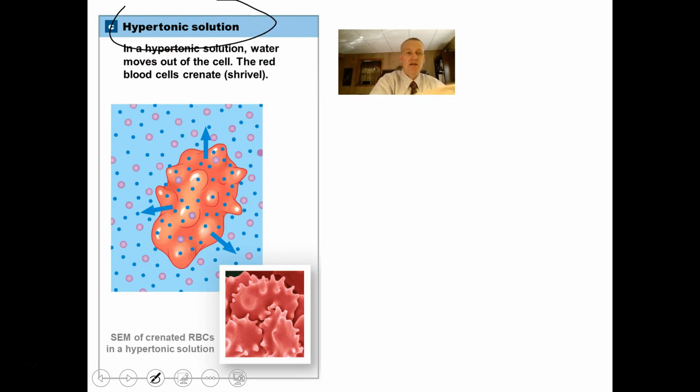In a hypertonic solution, where you have a lot of solute on the outside, you can see the water moves out of the cell, and you get cells that crenate or shrivel up, and that can be bad as well.